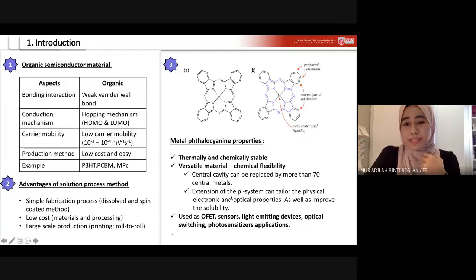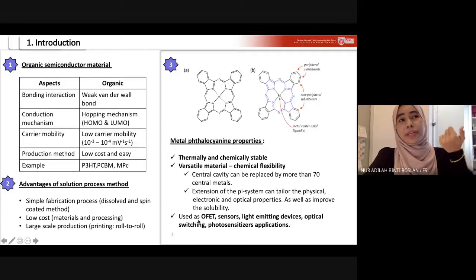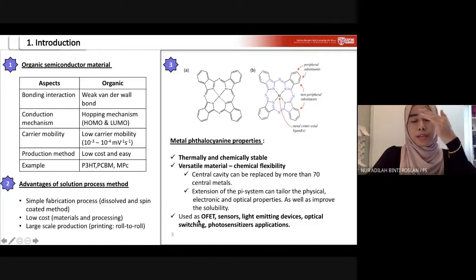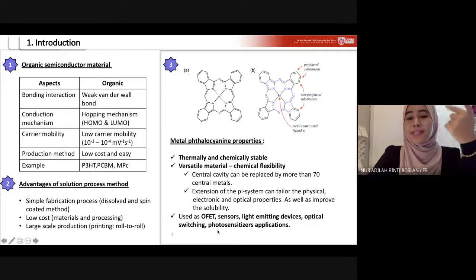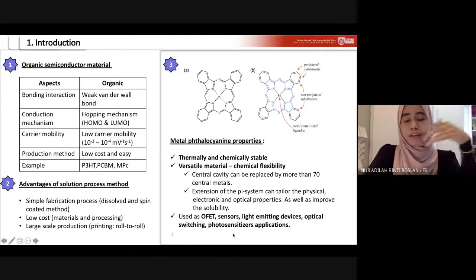The extension pi system here is the ligands at the molecular structure. After this, we can see what the extension pi system is. And then it can be used for displays, for example the OLED that I mentioned just now, and also the OFET, transistors, and sensors. Okay, there are a lot of applications that can use this small molecule material.